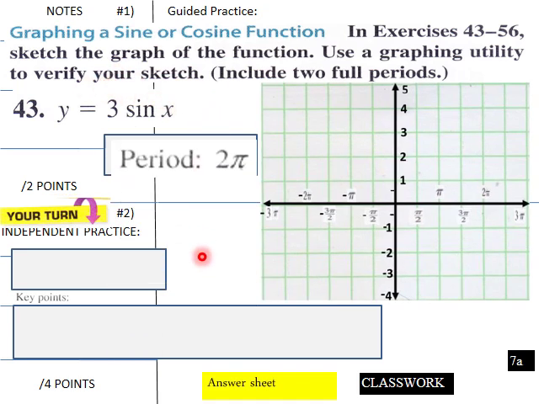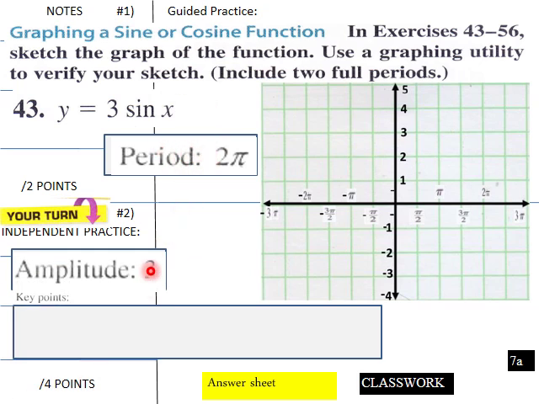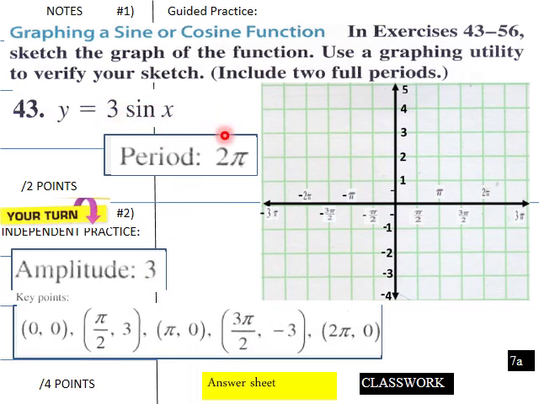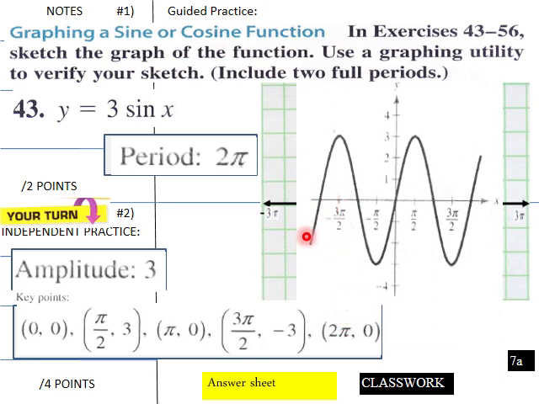So to do this, your period is still 2 pi, and your amplitude is 3 because of this number here. Here are your key points: 0, 0, because it is a sine function. Then pi over 2, 3. Then back down, when x equals pi, y equals 0. 3 pi over 2 is negative 3, and then 2 pi is 0. So this will be your sketch of that function onto your grid, students.